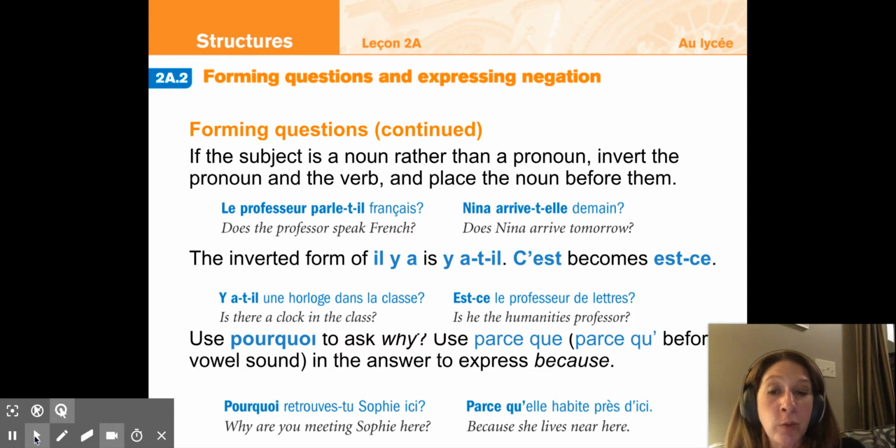And then you're going to use pourquoi to ask why. And the answer we all know, just like in English, the answer to why is because. So the answer to pourquoi is parce que. And parce que becomes qu' with an apostrophe before a vowel sound. So, pourquoi retrouves-tu Sophie ici? Why are you meeting Sophie here? Parce qu'elle habite près d'ici. Because she lives near here.